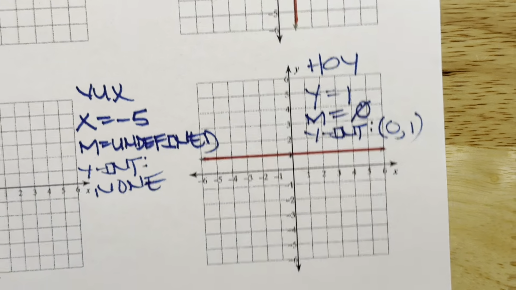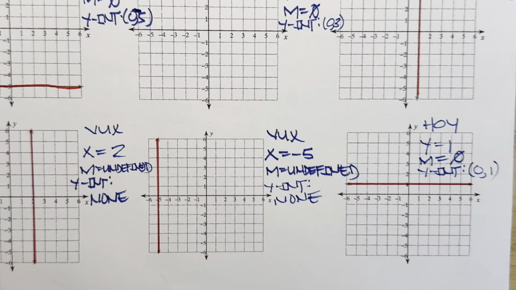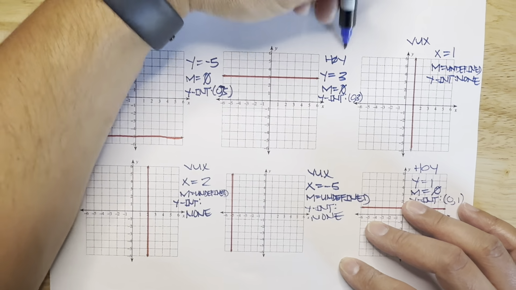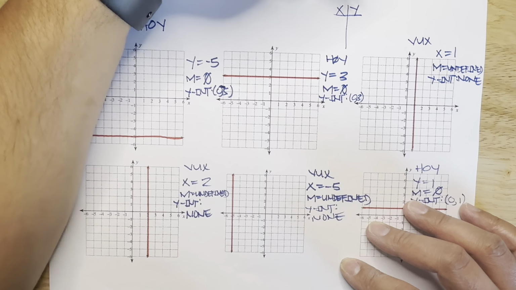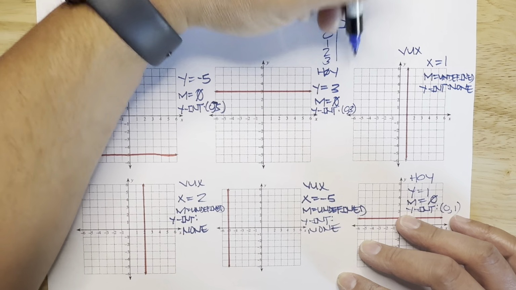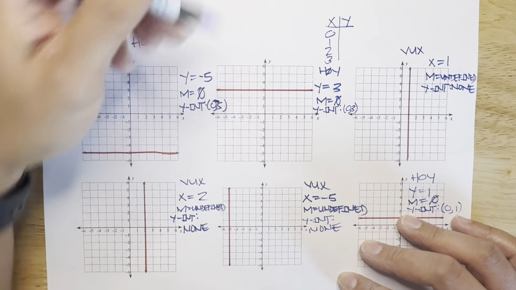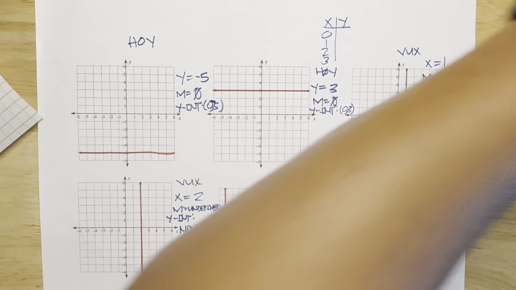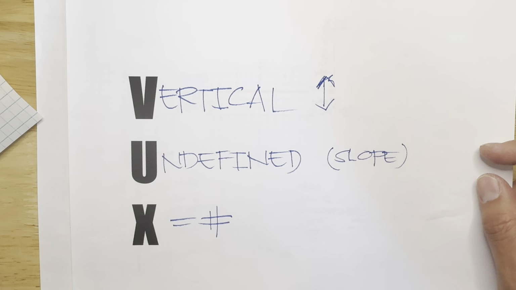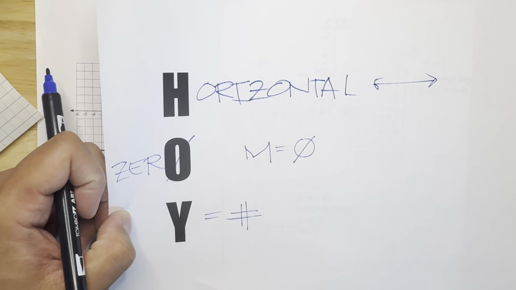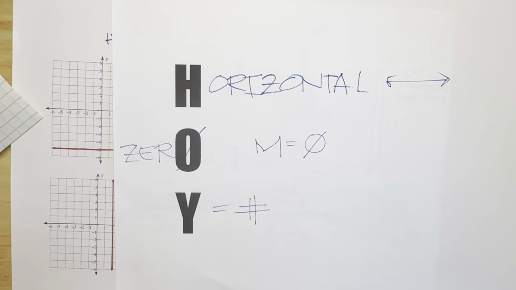All right, so hopefully this helps your brain be more efficient when you're doing these, so you don't have to do that super laborious t-table where you put 0, 1, 2, and 3, and you try to fill this out, and then plot all the points, and then you're like, okay, it's just a line. So 2 words, remember them. VUX: vertical, undefined slope, x equals. HOY: horizontal, m is 0, her slope is 0, and y equals a number.